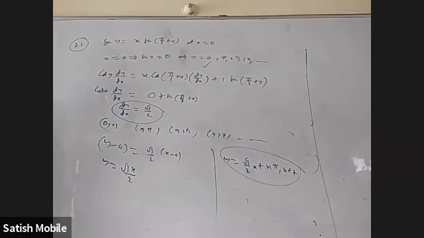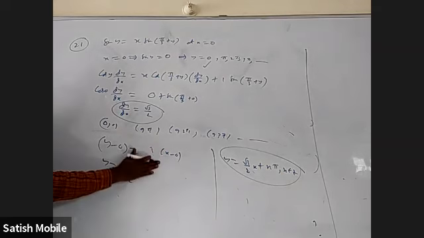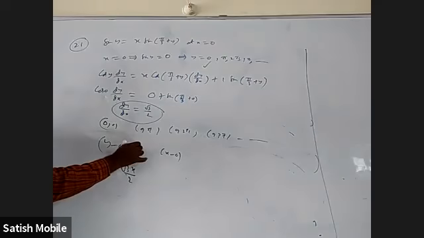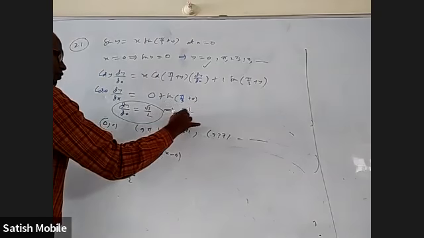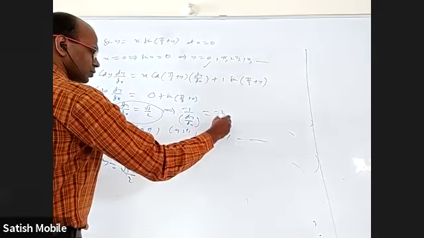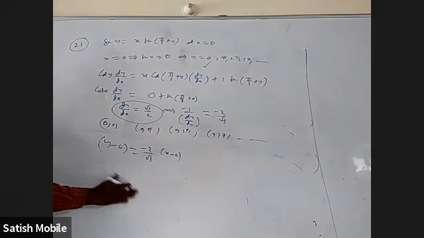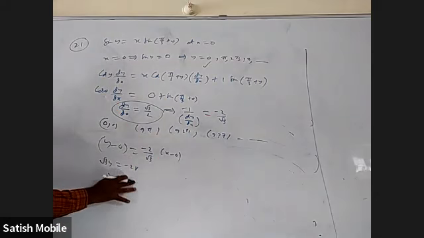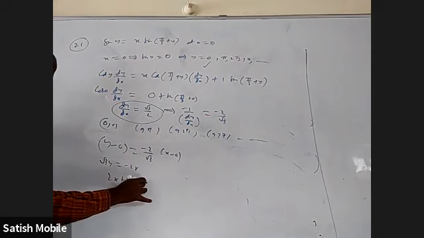Oh, they wanted the normal, right? Sorry, I found the tangent, so let me find the normal. The slope of the normal is minus 1 by dy by dx, and since the tangent slope is root 3 by 2, the normal slope is minus 2 by root 3. So that will be root 3y equal to minus 2x. 2x plus root 3y equal to 0.